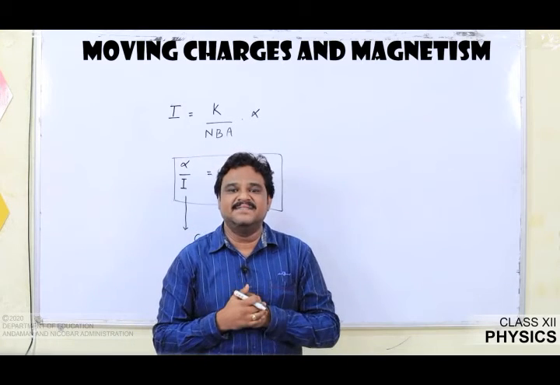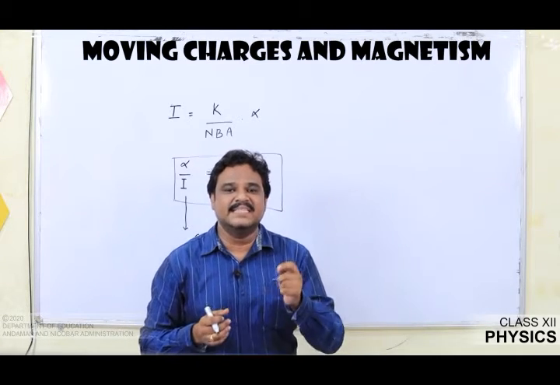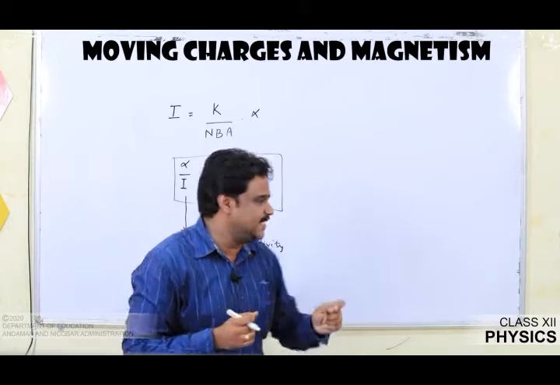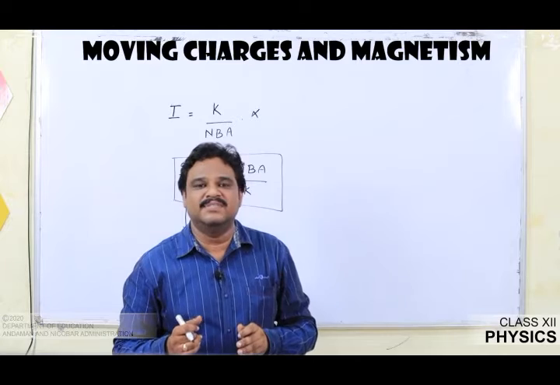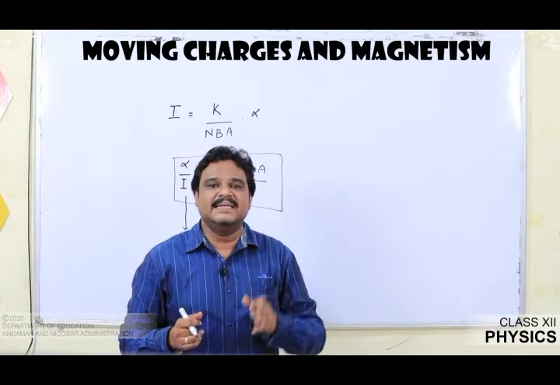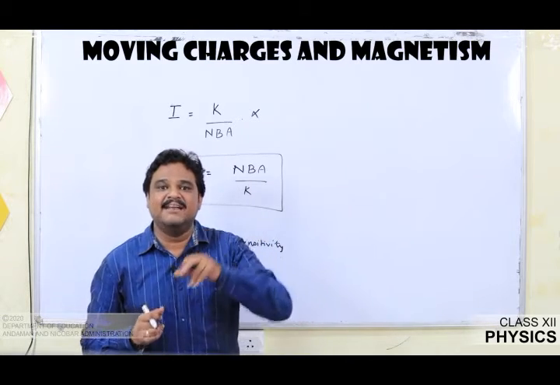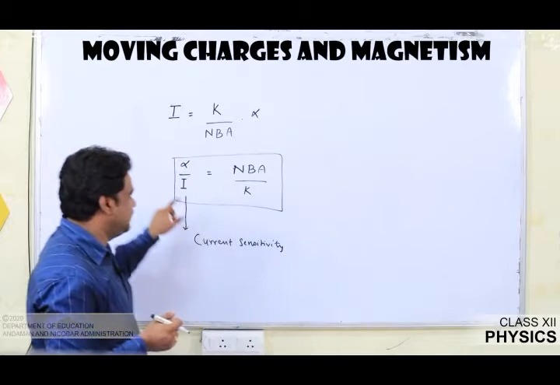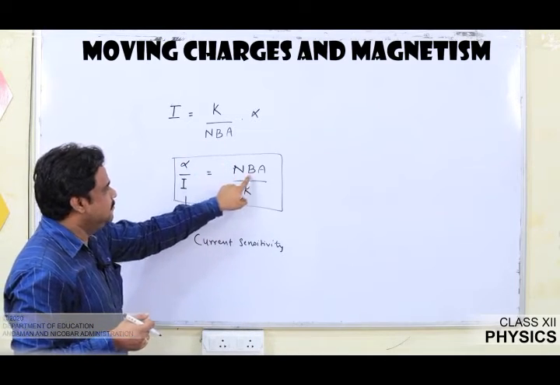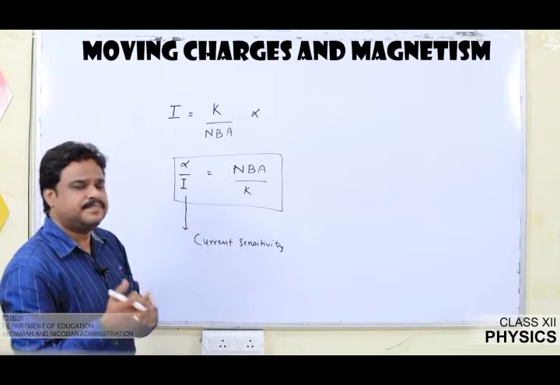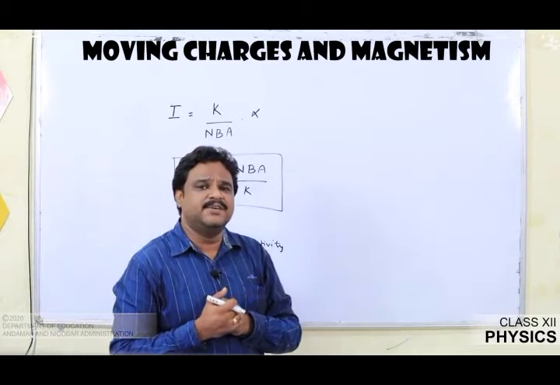What definition can we give for current sensitivity? It is the deflection alpha produced when a unit current flows through the coil of the galvanometer. So mathematically, current sensitivity is denoted by alpha by I, and by this we get NBA by K. So once again, what is the sensitivity of a galvanometer?